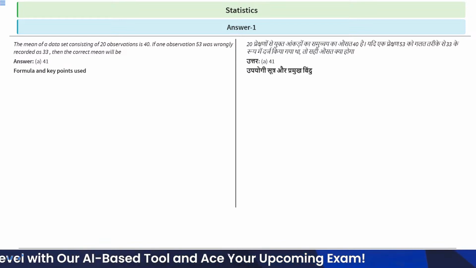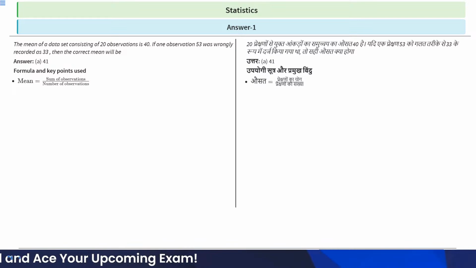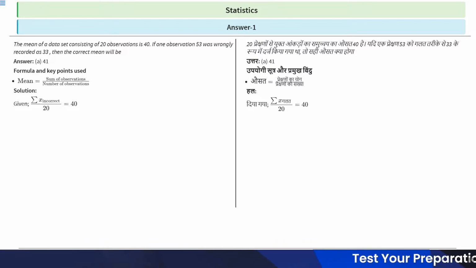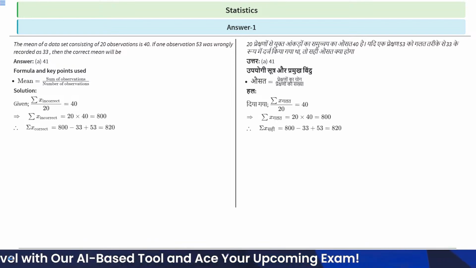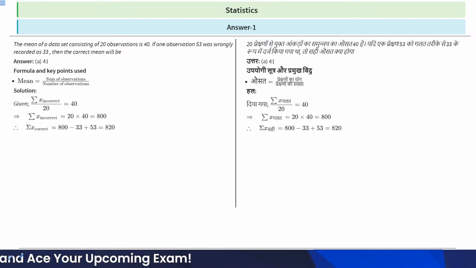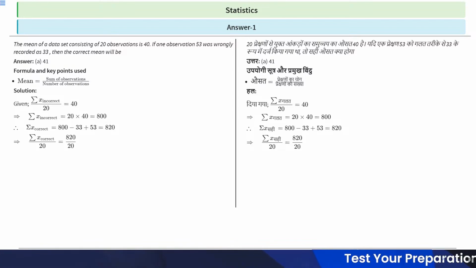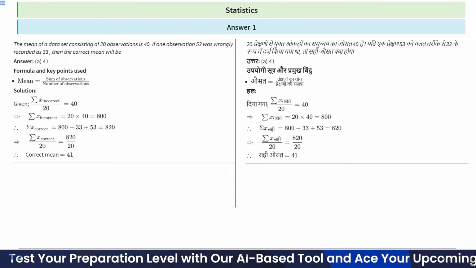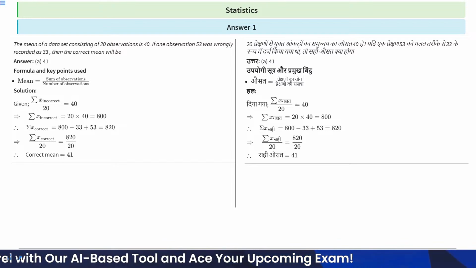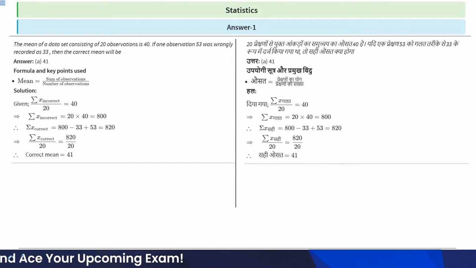The formula and key point we'll use in this question is mean. Mean is equal to sum of all the observations upon number of observations. You know that, right? So it is given that summation of x incorrect upon 20 is equal to 40. Therefore, summation of x incorrect will be 20 into 40, which is equal to 800. Now, summation of x correct will be 820. Therefore, summation of x correct upon 20 is equal to 820 upon 20. Therefore, the correct mean is equal to 41, which is option A. Option A is the right choice, 41. Got it? Let us move to the next question.